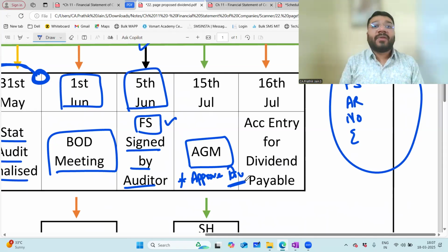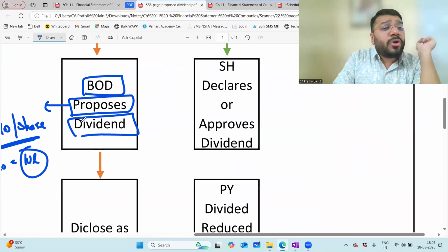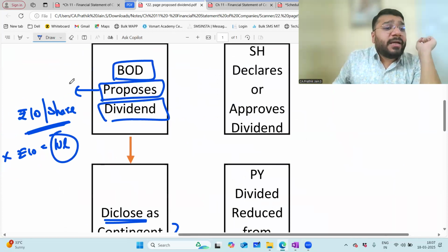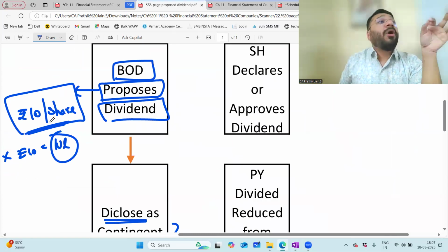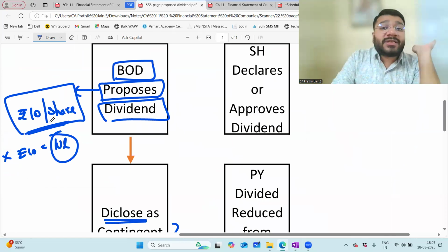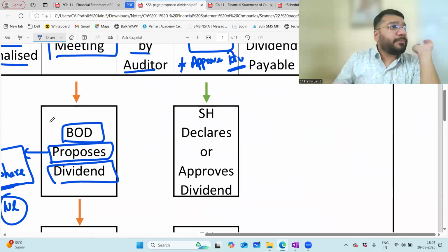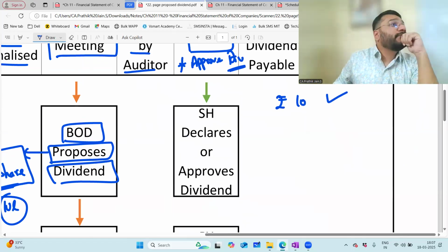He will say that on 1st of June, the board of directors meeting was held. In that meeting, the board of directors have proposed a dividend of 10 rupees per share. So all the shareholders, please give a vote whether you want to approve this dividend of 10 rupees per share or not. Now here the shareholders got the right to what? Approve this 10 rupees as it is.